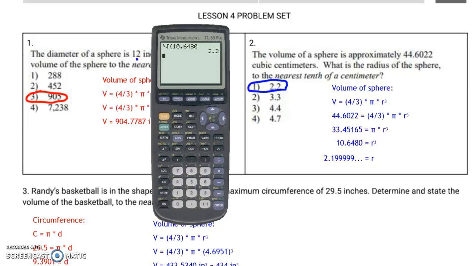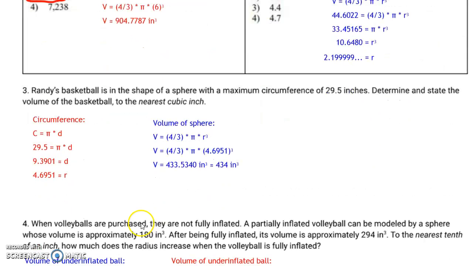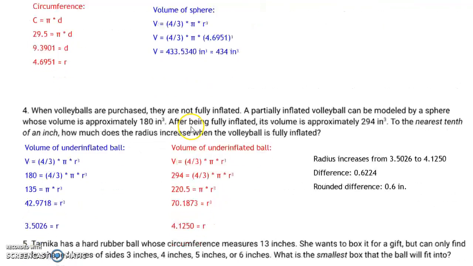All right, moving right along, we're taking a look at the basketball problem. Again, it gives us a circumference. I just substituted into the formula for circumference, and I get my diameter, which is 9.3. Cutting that in half gives me the radius. And then I substitute radius into my formula. This is not a big deal.